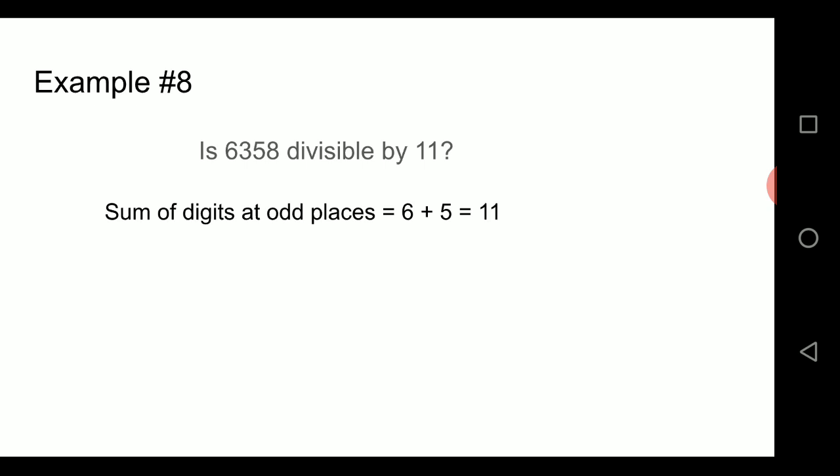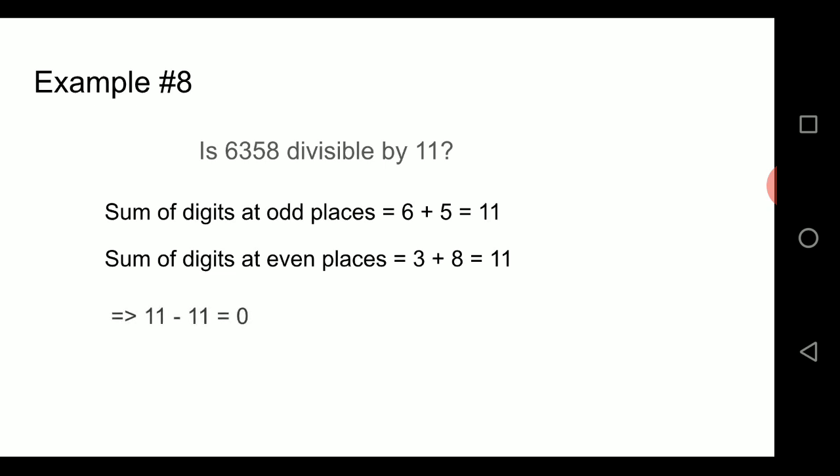Now I have to look at the even positions. What are the even positions? The second is an even position, so 3, and the last one is the fourth position, so that is also even, so 8. So 3 plus 8 gives me 11. If I subtract both of these numbers, I get 0, which is okay because that's what I want. I want to make sure that the result of this subtraction is either 0 or some number divisible by 11. Okay, so the first condition is met, so I know that this number is divisible by 11 for sure.